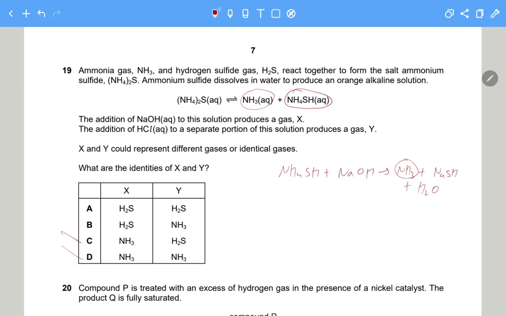And then the addition of HCl to a separate portion of the solution produces a gas Y. What will HCl react with? HCl will react with NH3 aqueous, and it will also react with NH4SH. Now let's see how. HCl plus NH4SH gives NH4Cl plus H2S. We get this by balancing, and hence the answer is C, which is H2S.